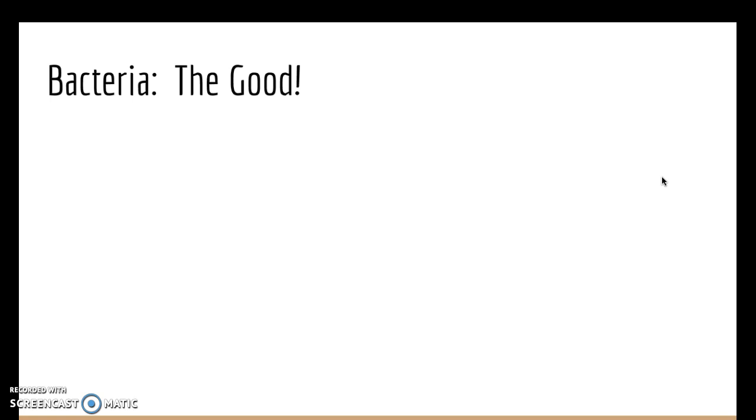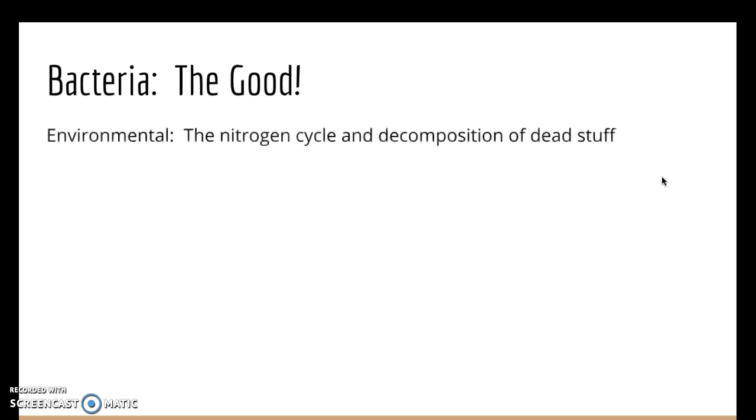Let's talk about the good when it comes to bacteria. There are environmental goods. They participate in the nitrogen cycle, which is a process on Earth that cycles nitrogen through the environment and atmosphere. And they are excellent at decomposing dead stuff, adding things back into the soil to be used in the nitrogen cycle. They're good for people too. In food, cheeses and yogurts have good bacteria in order to keep that food healthy, I guess you could say. So there is good bacteria in your food.